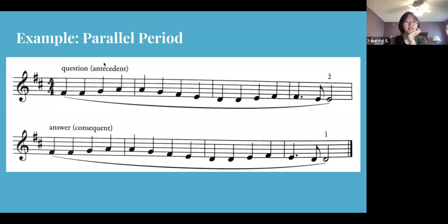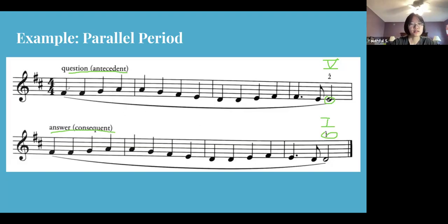Okay, so here's an example of a simple period. The first phrase here is a question, or antecedent. And if you notice, it ends on this unstable scale degree, which is a 2. This is part of the dominant triad. If you think about it, the dominant is A, C, E. So E is part of the dominant. And then the second phrase here is the consequent, and it ends on a stable scale degree, which is 1. So there we go.